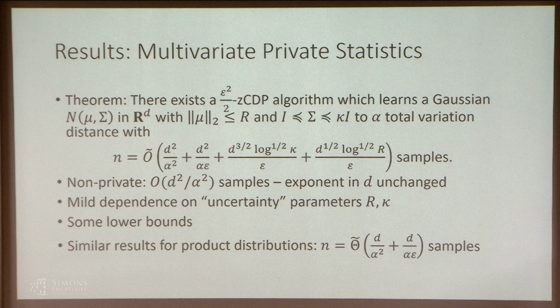If you don't know the covariance, then actually the best algorithm we know of is D to the 3 halves. This is kind of an interesting phenomenon. I'll be happy to talk about it more offline, though.